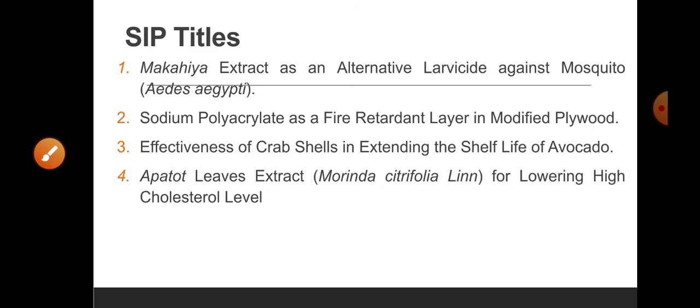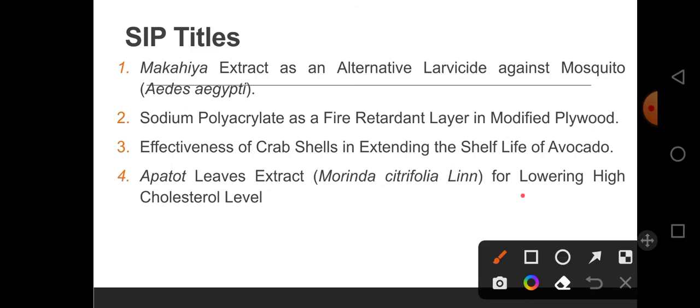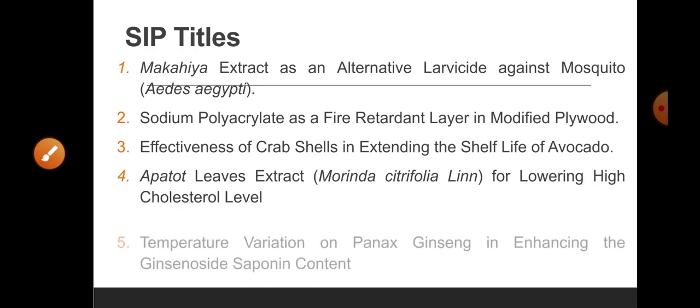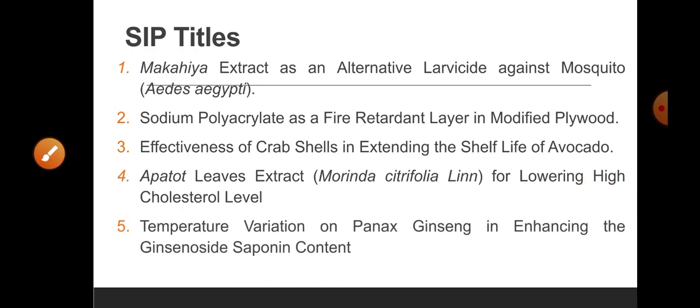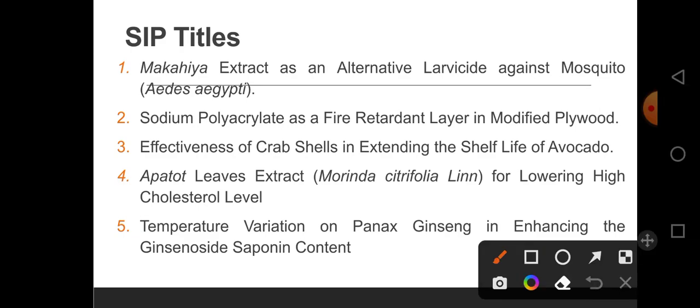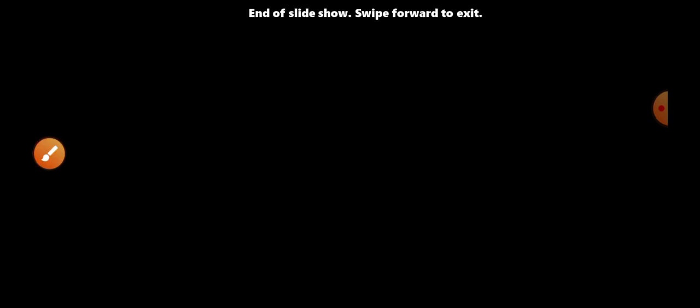Then we also have apatot leaves extract for lowering high cholesterol level. So this falls under medical sciences. So therefore, life sciences. Then we have temperature variation on Panax ginseng in enhancing the ginseng saponin content. So this is also life sciences because it concerns the genetics of the ginseng plant, Panax ginseng. And that concludes our discussion regarding the generation of SIP titles.